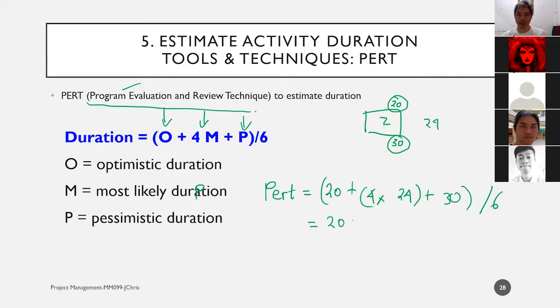So we are going to have 20 plus 96 plus 30, divided by 6, which is 146 divided by 6, which leaves us 24.3 something. That's the likely duration using PERT.